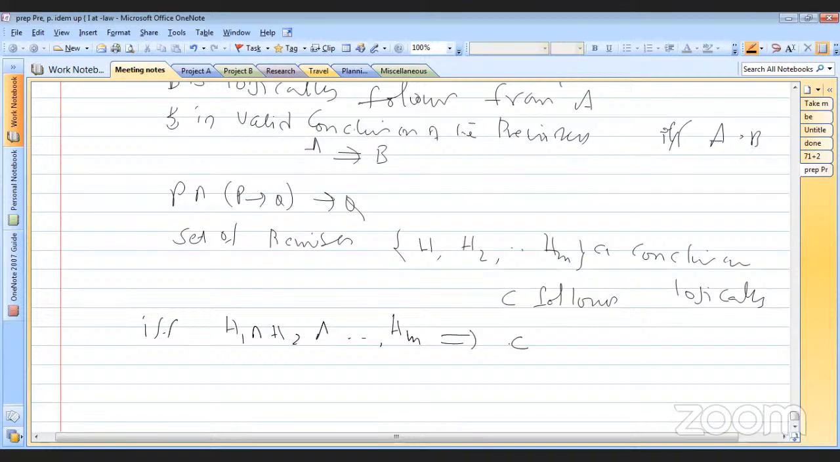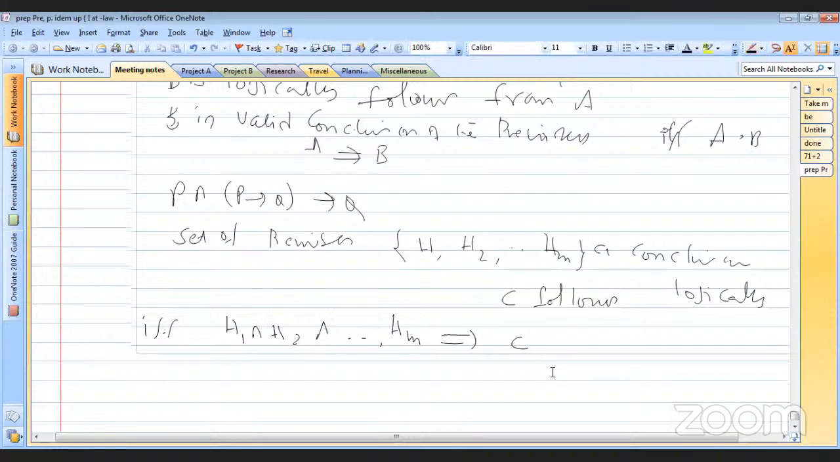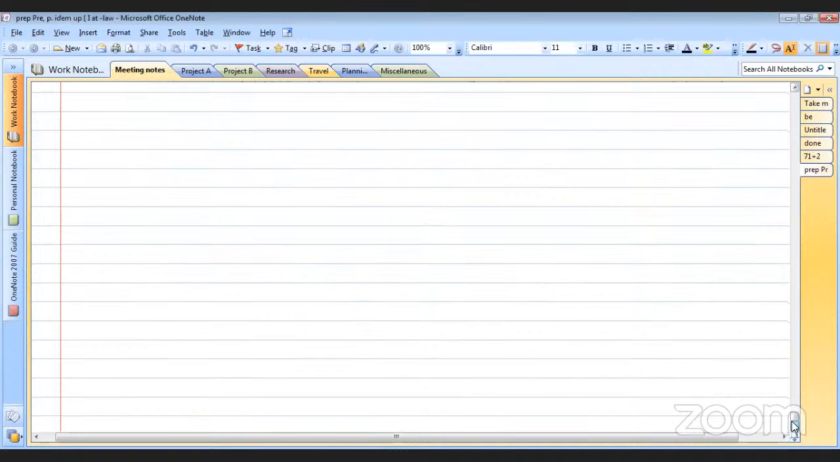This method is known as the truth table technique, and it has conditions, which I will explain to you. The first condition: identify all the atomic variables, that is P, Q, R, S, and so on.